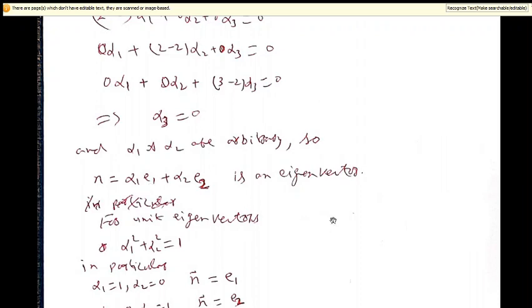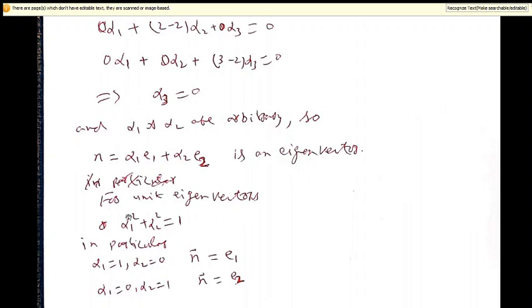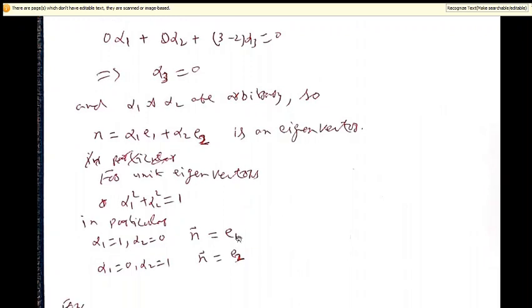Now to find unit eigenvectors we have to make use of this equation: alpha 1 square plus alpha 2 square plus alpha 3 square is equal to 1. As alpha 3 is 0, we are left with only alpha 1 square plus alpha 2 square equal to 1. So in particular, if we take alpha 1 equal to 1 and alpha 2 equal to 0, we have n equal to e1, one eigenvector, and n equal to e2 is another eigenvector.